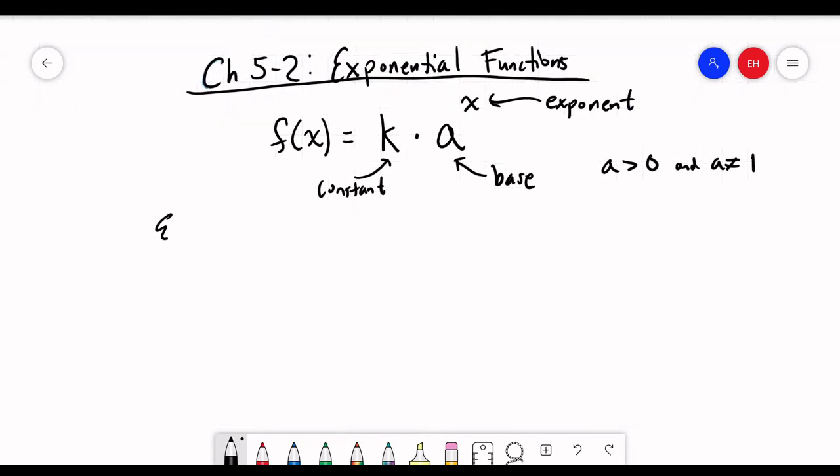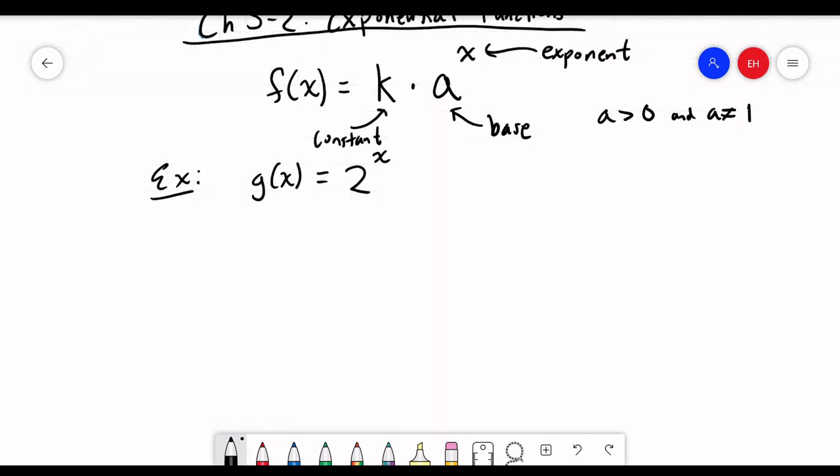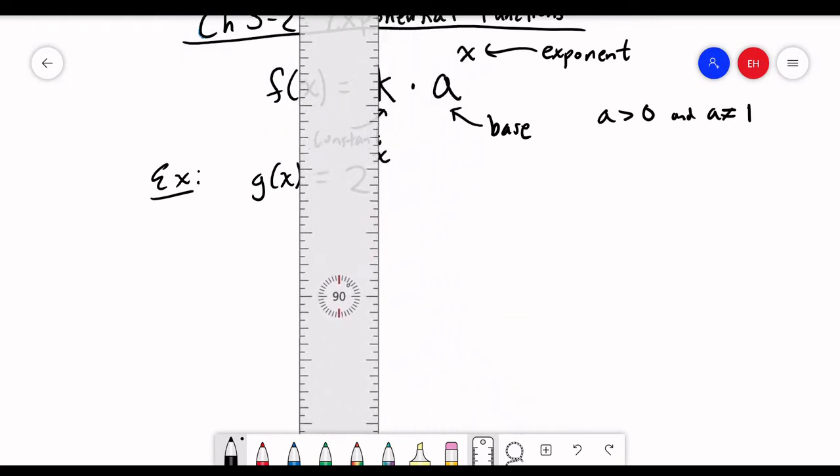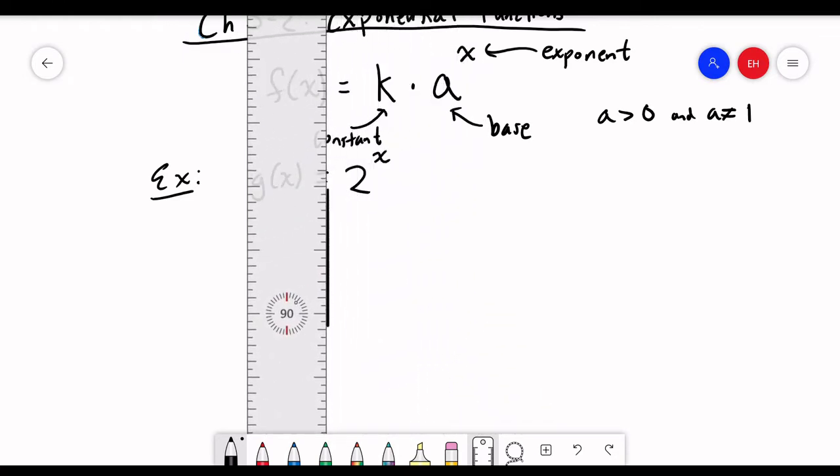You can see what happens if the base is 0 and 1, and you can explore why you would want that to be the case. But let's dive into an example. So g of x equals 2 to the power of x.